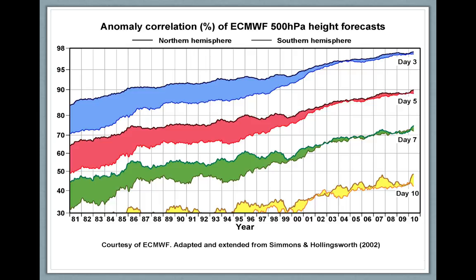And so here we're looking at the anomaly correlation for the ECMWF of 500 millibar heights for 3-day forecasts, 5-day forecasts, 7-day forecasts, and 10-day forecasts. And so you can see here as the correlation approaches 100% or 1.0, we are greatly improving. That means the anomaly of basically the forecast error is 0. And 3-day forecasts are getting really, really good. We are approaching 98% accuracy essentially.